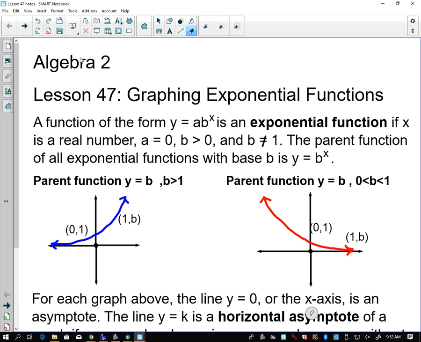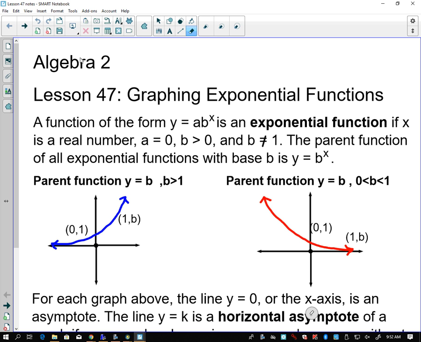Okay, Algebra 2, Lesson 47. We're going to talk about graphing exponential functions. Now, a lot of this your calculator will do. It doesn't mean that you don't have to do anything, but in all reality, the calculator is going to do a lot of this, because we're going to look for exact positions and things of that nature that just freehanding it isn't necessarily going to do for you.